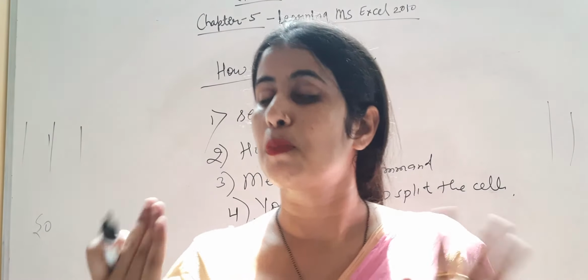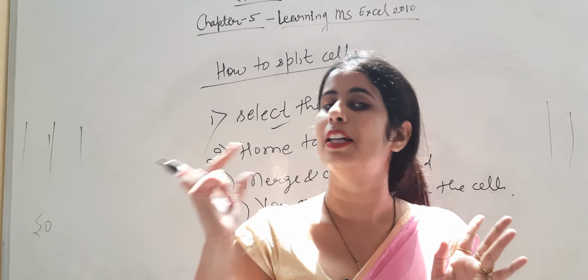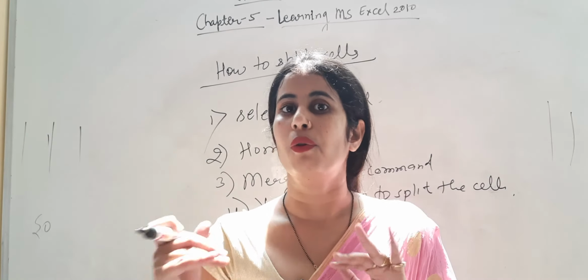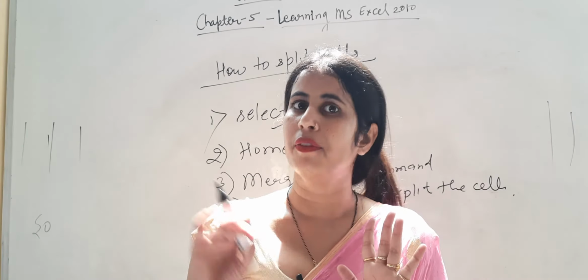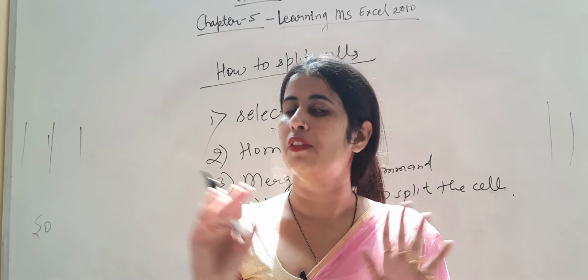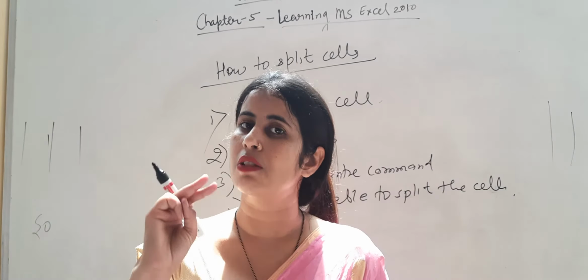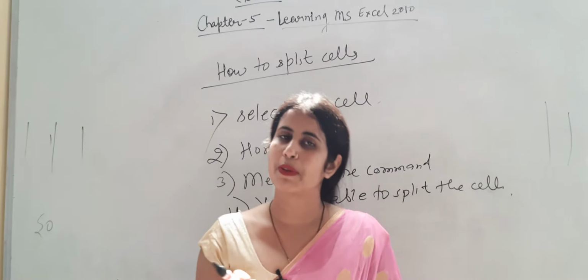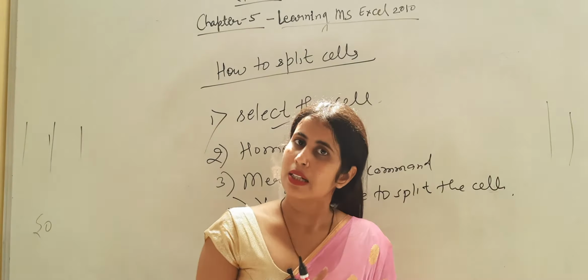Now if you want to split, here you are going to split a single cell into multiple parts. The cell is the same, so you have to tell in how many sections you want to split it. If you have written 5, it will be split into 5 sections. If you have written 3, it will be split into 3, and if you have written 2, it will be split into 2. In this way you are able to merge and split the cells.